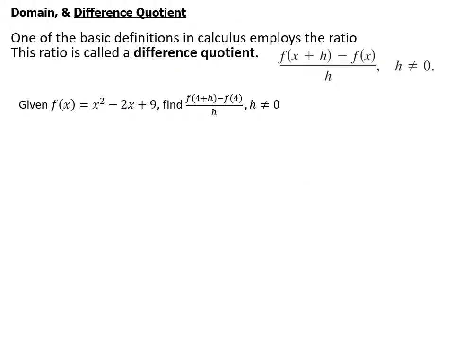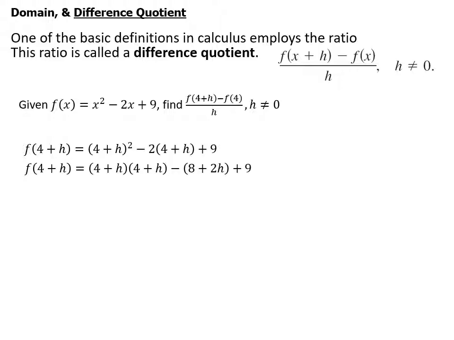Difference quotient, one of the basic definitions in calculus, employs the ratio f of x plus h minus f of x over h, where h is not equal to 0. That ratio is called a difference quotient. We want to work that with our particular example. One of the easiest ways is to take each piece of it and figure it out and then plug it into the difference quotient. So start with f of 4 plus h. So we plug in 4 plus h for all the x's and simplify.